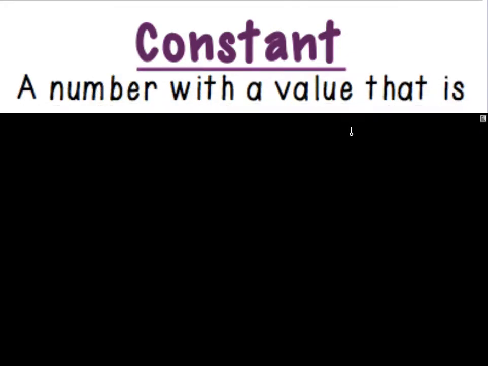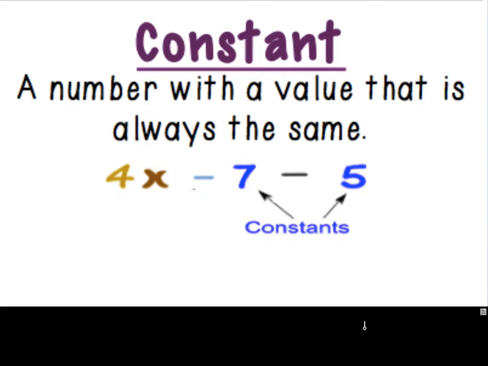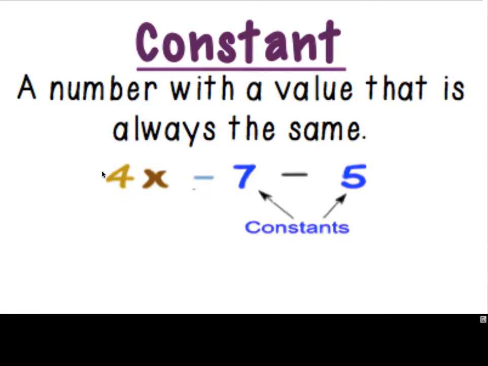Last but not least, constant. So constants are numbers with a value that is always the same. When you look at an expression, you have the coefficient, which is 4, that's being multiplied by the variable x. But then you have these two numbers here that aren't connected to a variable. That means they're never going to change. They are constant. The 7 is always a 7, and the 5 is always a 5. So those numbers that are not connected to a variable or anything else are called constants.